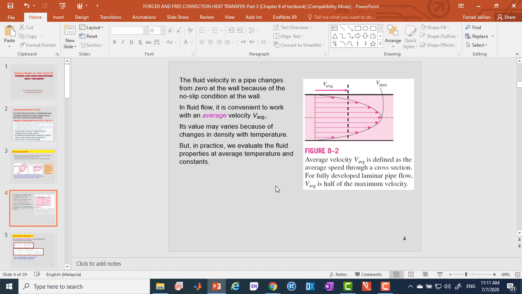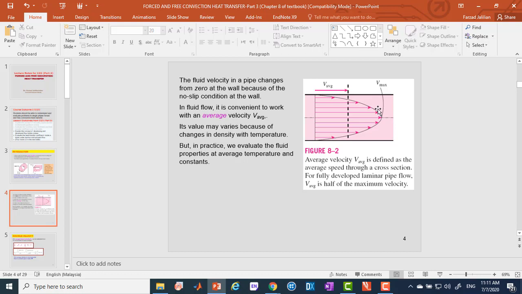But for our consideration, we can say that all this fluid is flowing with a constant velocity, which we call V average. It is convenient for our calculation to use this V average, because it would be very complicated if we consider the velocity of the fluid like this. So we can consider it to have an average velocity, V average.